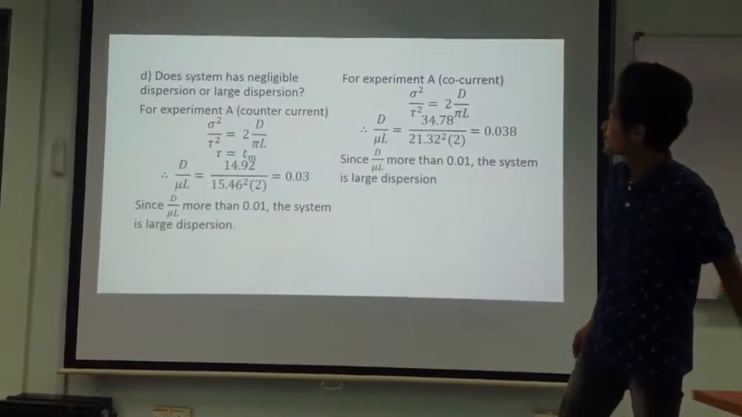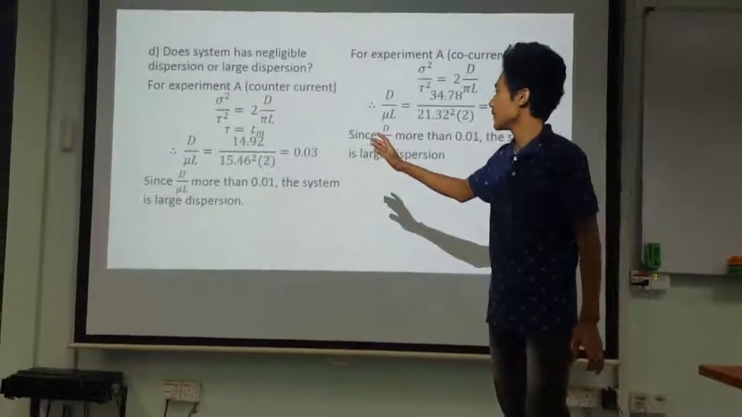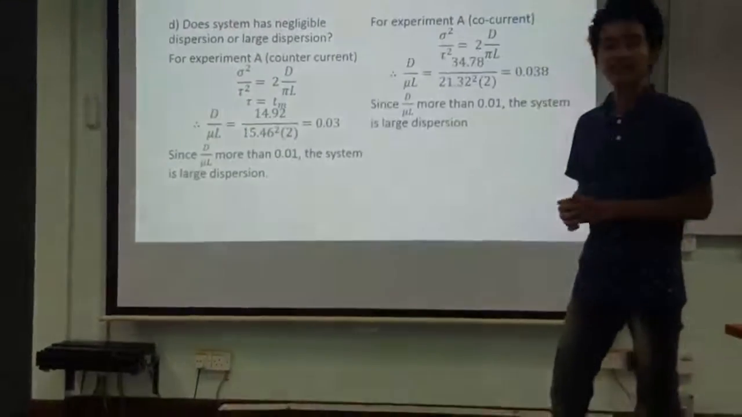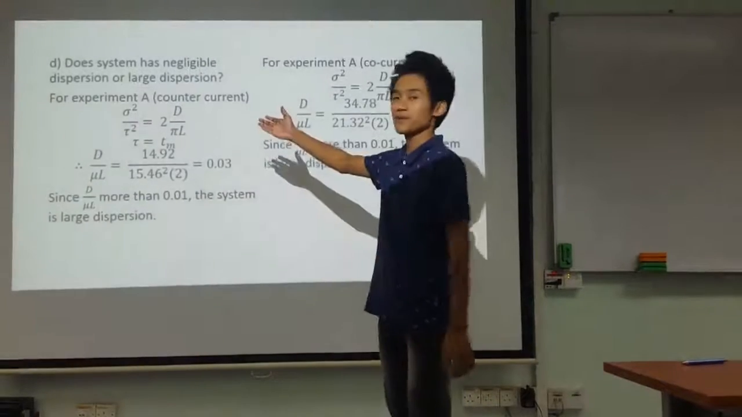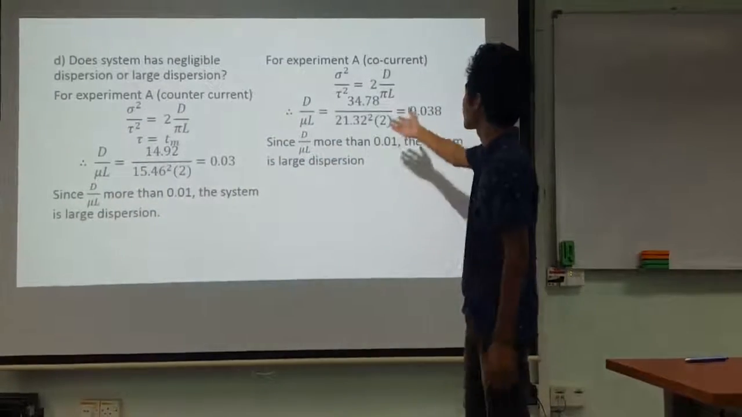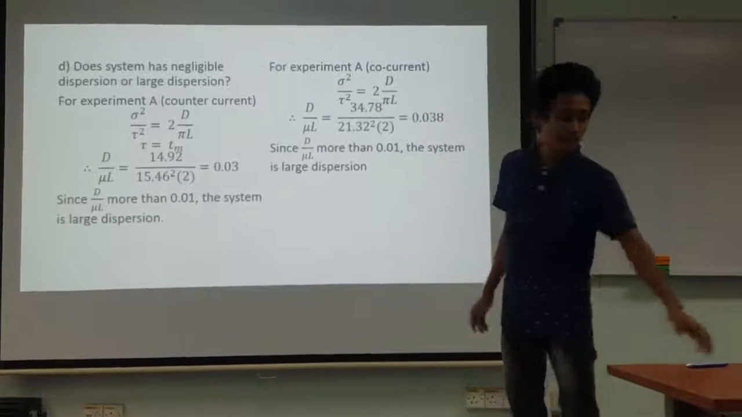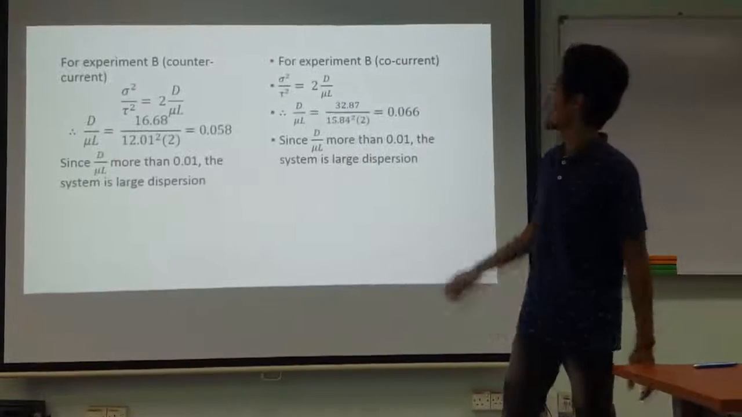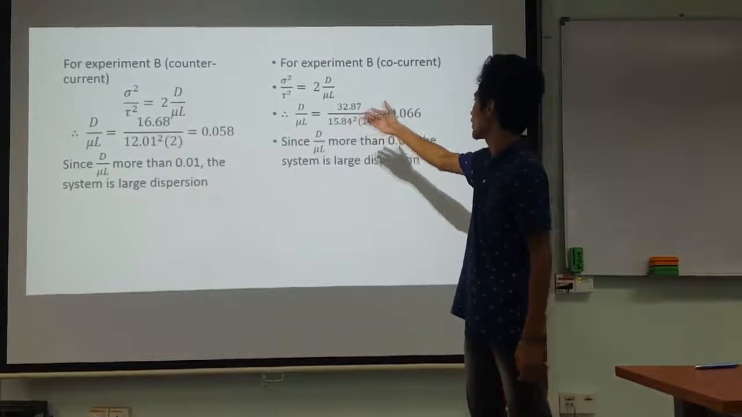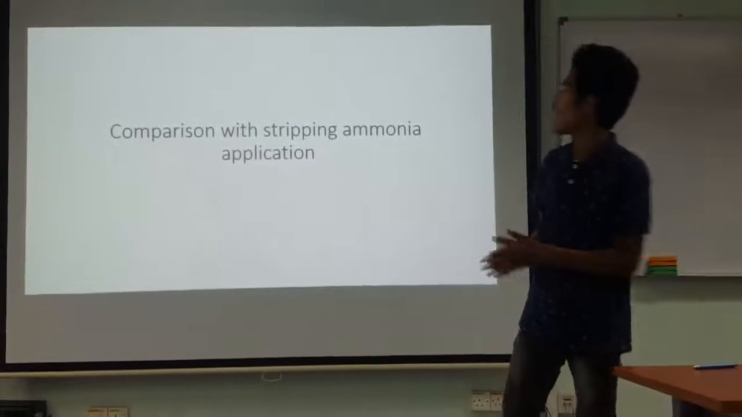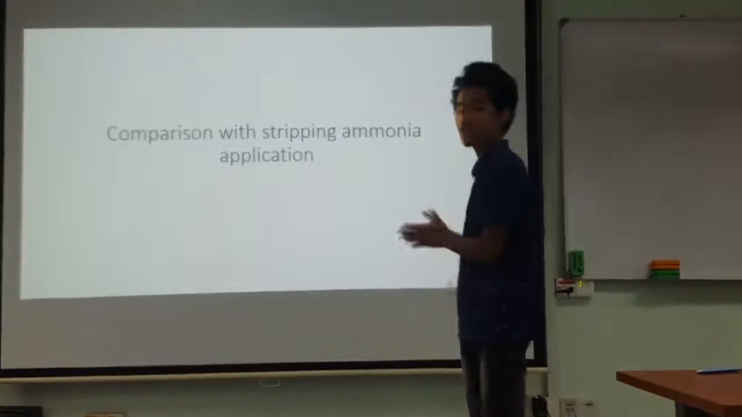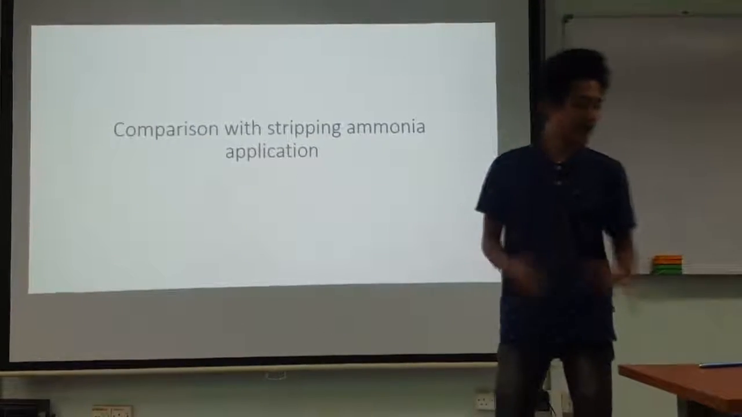Alright, this is how we decide whether the system is in large dispersion or small dispersion. This is how we determine the dispersion for experiment A, the counter current, and for experiment A, the co-current, and then for experiment B, the counter current part, and as well for experiment B, the co-current part. Right. So, moving on to how we compare the stripping ammonia application with our own experiment.